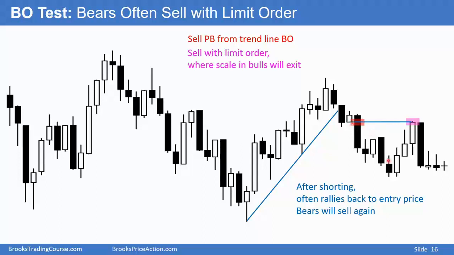Scale-in bulls who bought here, bought more lower, maybe above this bar, will be exiting there, so you have bulls selling. The bulls who did not sell with a limit order have to sell on a reversal down in case this is the start of a bear trend. They'll exit below the low of the prior bar after the market gets back to the target.